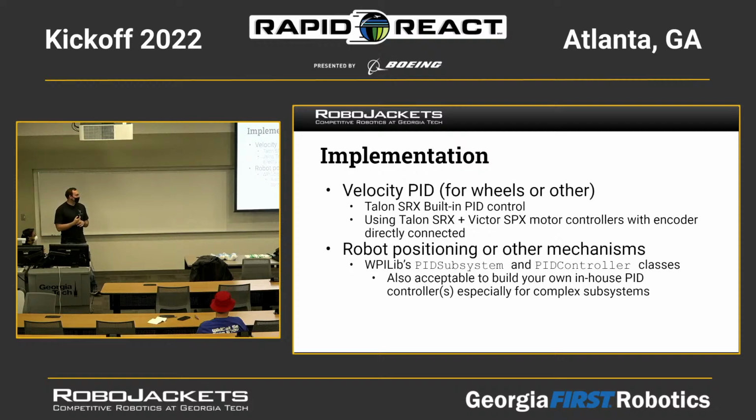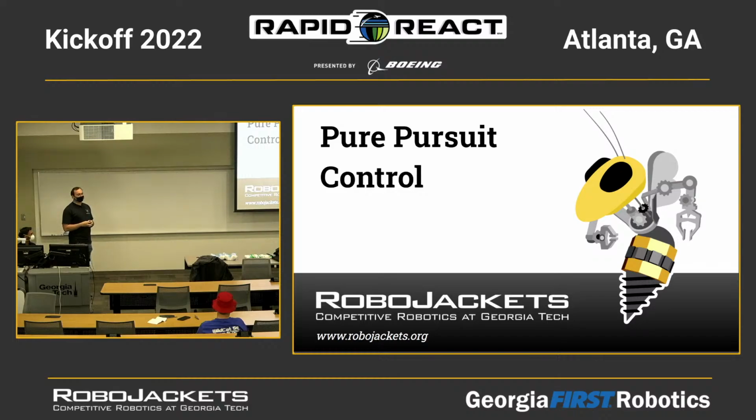So there are implementations of this. There is velocity PID in your Talon SRX, and these other motor controllers, and this already exists in WPILib. Depending on what you want, you might have to write it yourselves, and as you can see here, the equations are pretty quick. It's only 3 or 4 lines of code to write PID. So next I'm going to pass it back to Varun to talk about pure pursuit control.